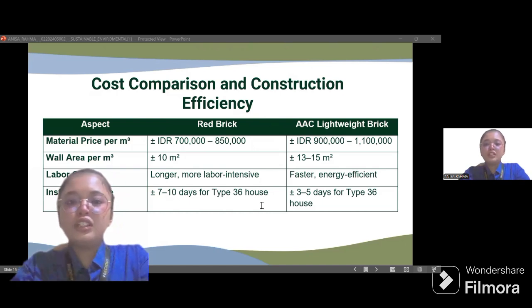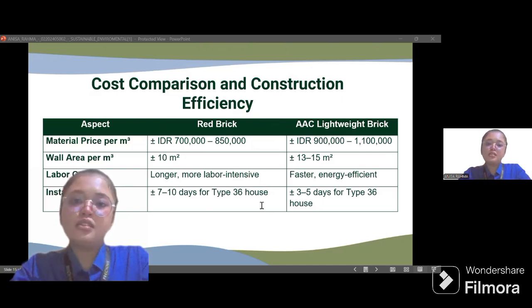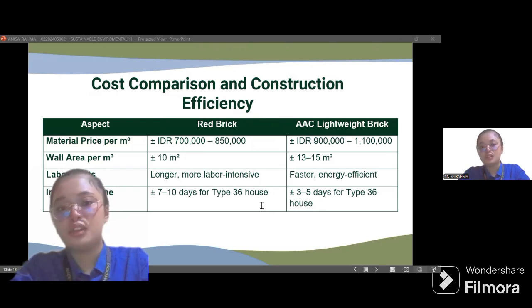The important note is, while AAC is more expensive per cubic meter, the amount of wall area that can be built per cubic meter is greater, meaning the cost per square meter of effective wall area can be cheaper. This is an important point from an LCA perspective. We evaluate the impact and value per functional unit, not just per material unit.